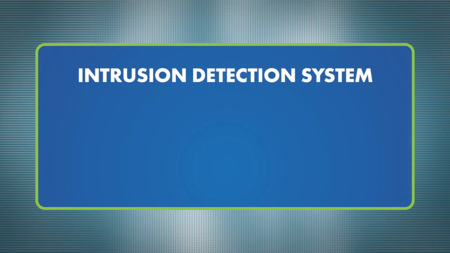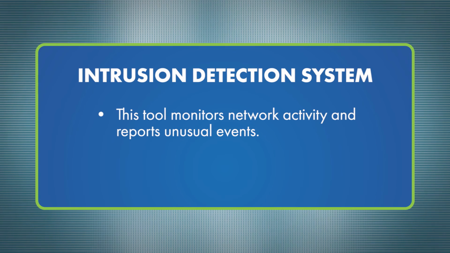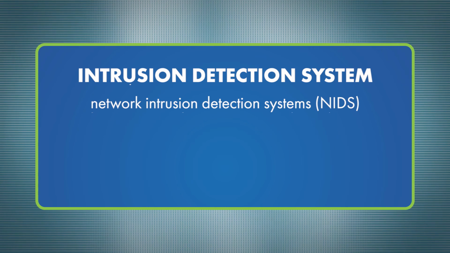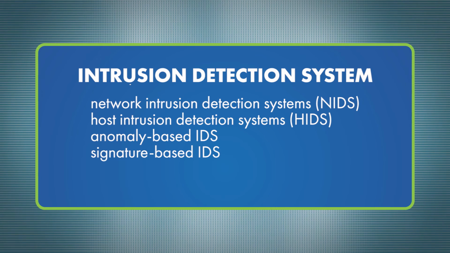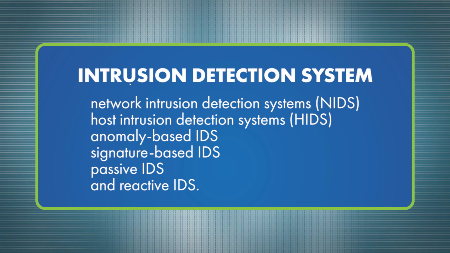Effective use of an intrusion detection system, or IDS, can help protect your network from exploits. This tool monitors network activity and reports unusual events. There are open source and proprietary IDS tools. Various types of IDS tools include network intrusion detection systems, NIDSs, host intrusion detection systems, HIDSs, anomaly-based IDSs, signature-based IDSs, passive IDSs, and reactive IDSs.